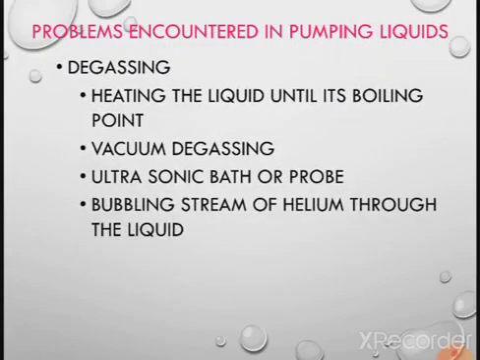First, degassing: heating the liquid until its boiling point so that the gases can be removed. Second, vacuum degassing, that means creating a vacuum and removing the dissolved gases. Ultrasonication is another technique to remove dissolved gases from the system. Then bubbling steam or inert gases like helium through the liquid. So these are some techniques required for degassing.